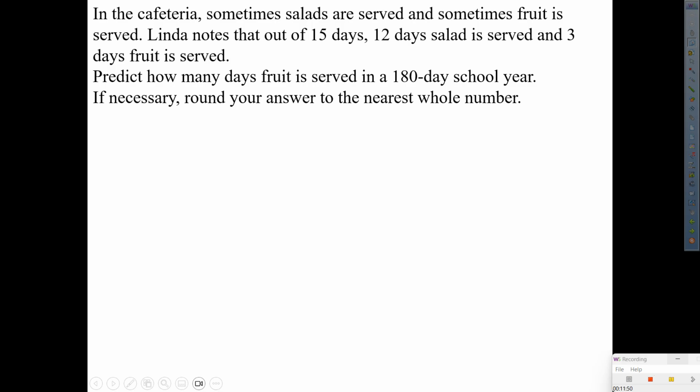So let me guide you through this one. It reads: in the cafeteria, sometimes salads are served and sometimes fruit is served. Linda notes that out of 15 days, 12 days salad is served and 3 days fruit is served. Predict how many days fruit is served in a 180-day school year. If necessary, round to the nearest whole number.